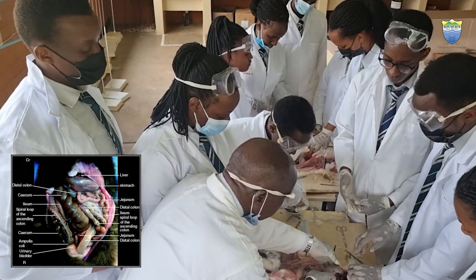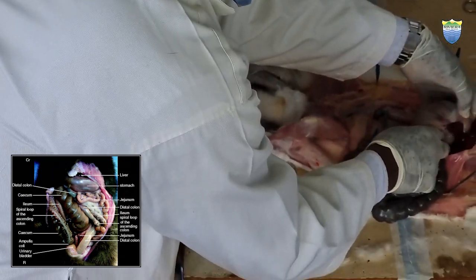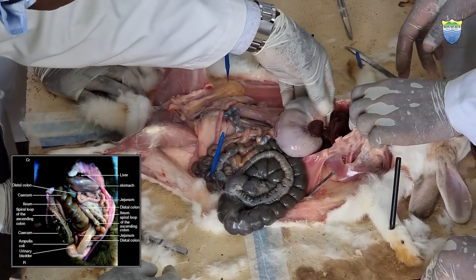Okay, I can see this part. Which one is this? The stomach. The stomach seems to have sections. Which section is this of the stomach? Which part of the stomach is this?